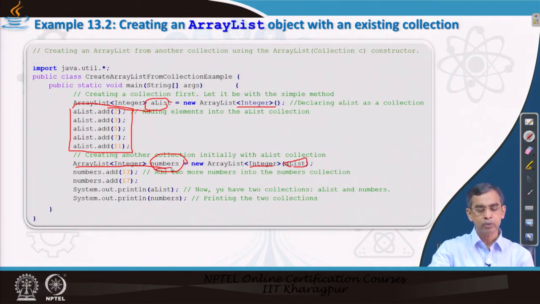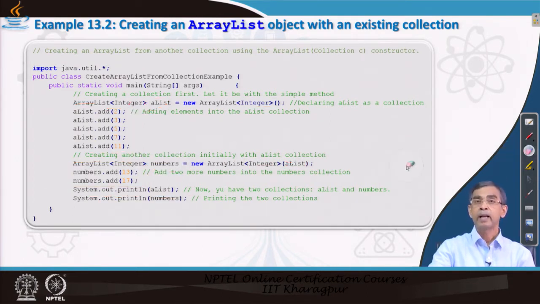That means numbers will store all the elements which are there in the A list here, and later on we can go on adding numbers, it will go after this one, 13, 17. Now, if we print the two lists, we can see this is the A list and this is basically all the elements which are there in the numbers. So, it basically shows how an ArrayList collection can be created with an existing collection in your program.